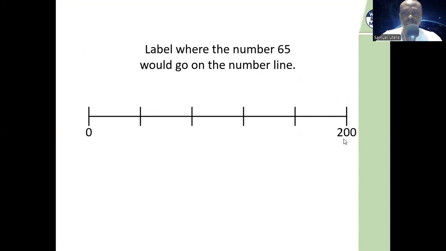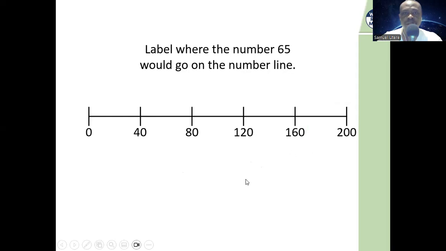Now you can clearly see that between 0 and 200, our value is 200. So the difference between the start of the number line and the end of the number line is 200. And we have 1, 2, 3, 4, 5 intervals. So we can do 200 divided by 5. That gives us the value of the interval, which is 40. And then we can use that information to complete the number line.